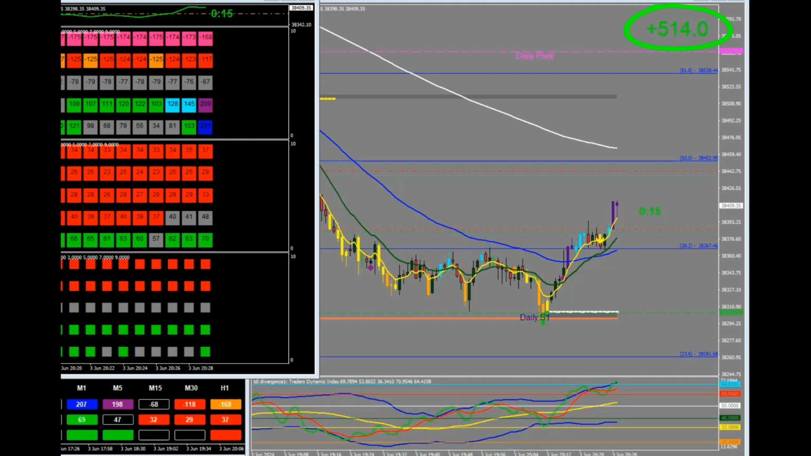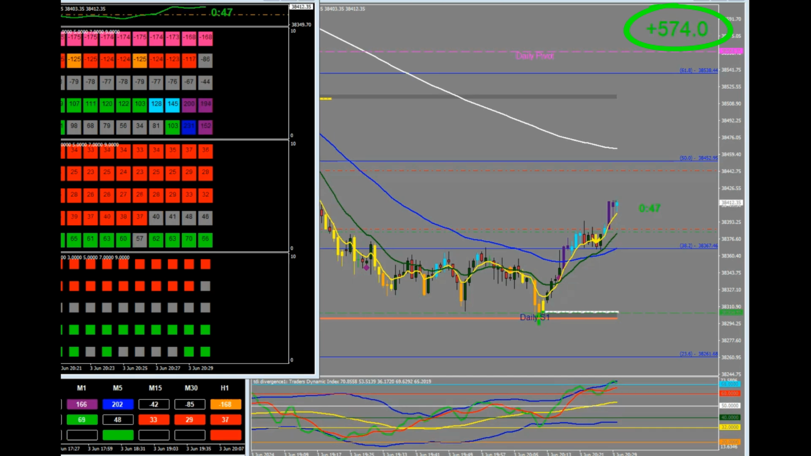So we're going to go ahead and long out of here. And we move our stop loss up to break even plus 25 to protect our trade. We've got our take profit set just below this 50 Fibonacci level.